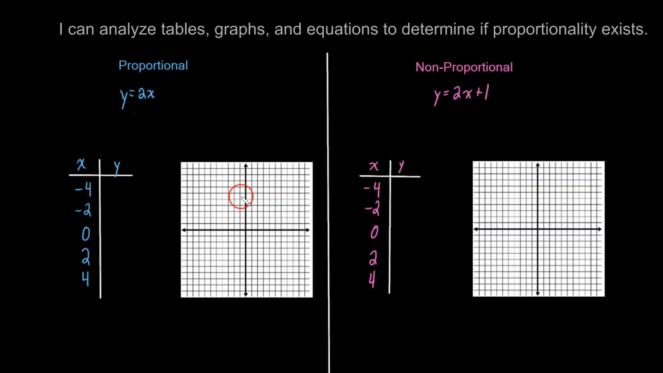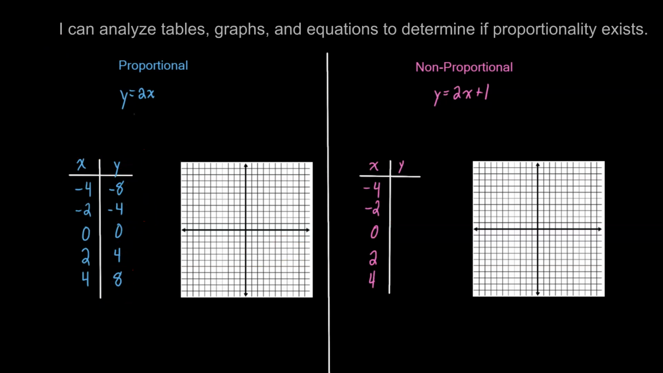Let's start by filling in the table over here on the proportional side. So I'm going to plug this column of x values in for x into this equation to give us our y values. So 2 times -4 gives me -8. 2 times -2 gives me -4. 2 times 0 gives me 0. 2 times +2 gives me +4. 2 times +4 gives me 8. So that would be the table here.